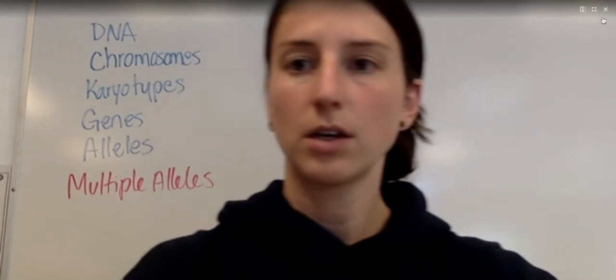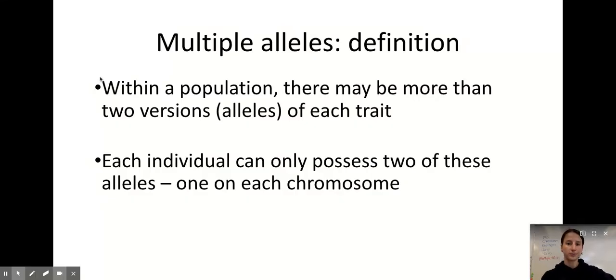So let's go into our PowerPoint here. Within a population, there are a lot of traits that are controlled by more than two versions of a gene. But you can actually only have two of those alleles, one on each chromosome. So there's a lot of different combinations that different people can have, and therefore maybe a little more variation than when you've just got two alleles.